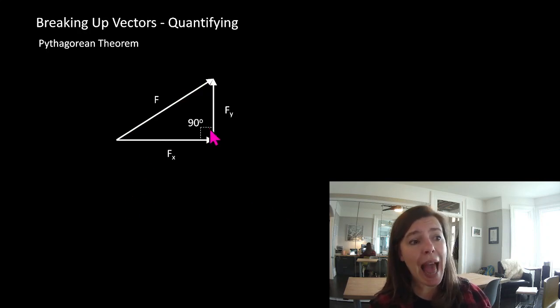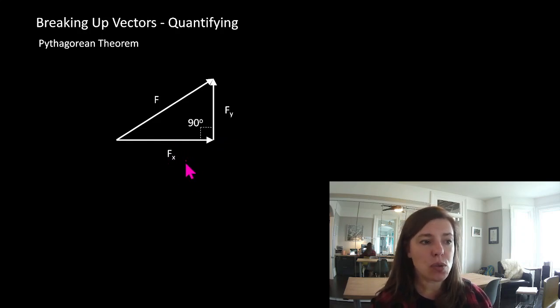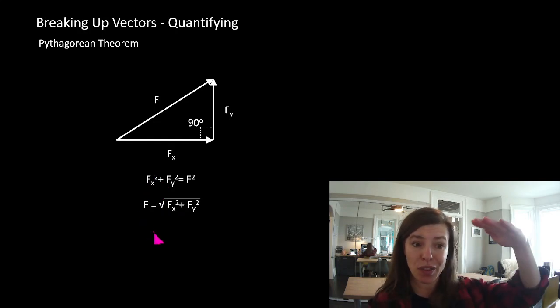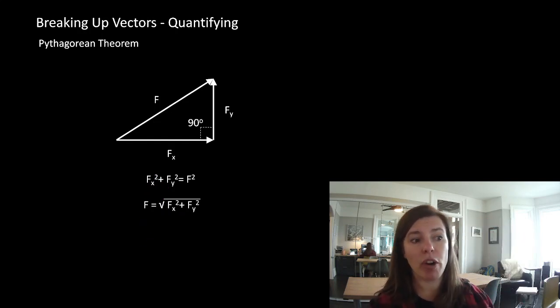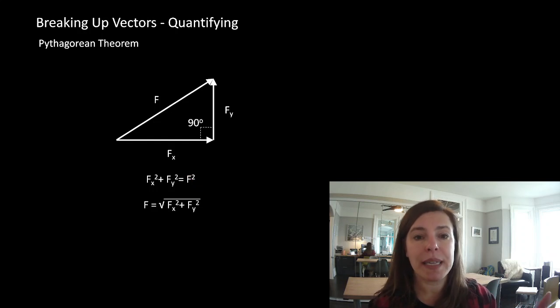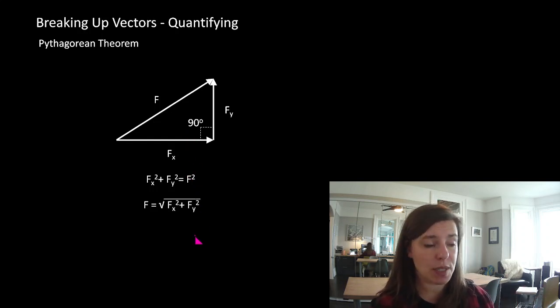Okay, so if we had this, we recognize that this is a right angle triangle, and we know that the square of this plus the square of this equals the square of this. That is true for right angle triangles. So what we're really saying is fx squared plus fy squared equals f squared. So f equals the square root of fx squared plus fy squared. So this was the same as our fx with the line over it plus fy with the line over it equals f with the line over it. Those little lines reminded us that it's not normal addition because they are vectors.